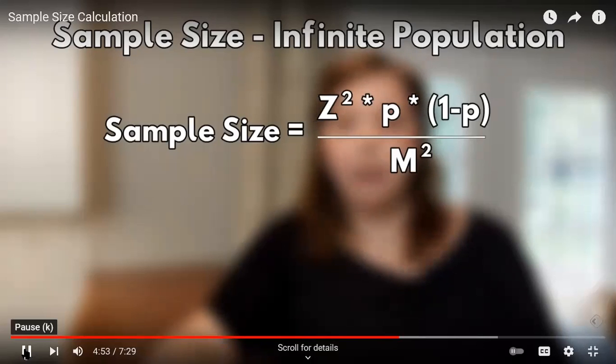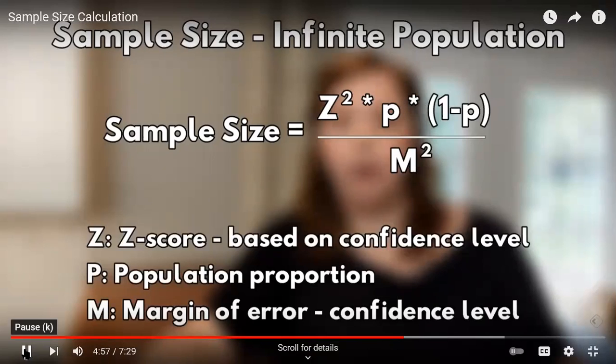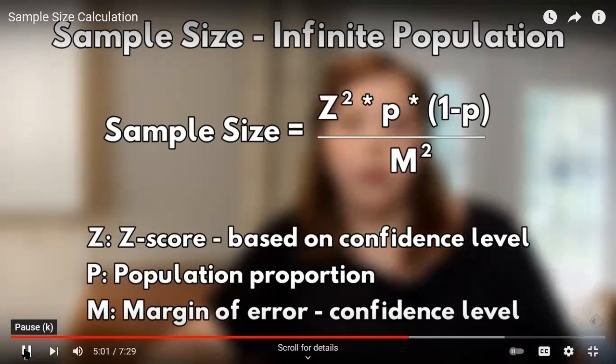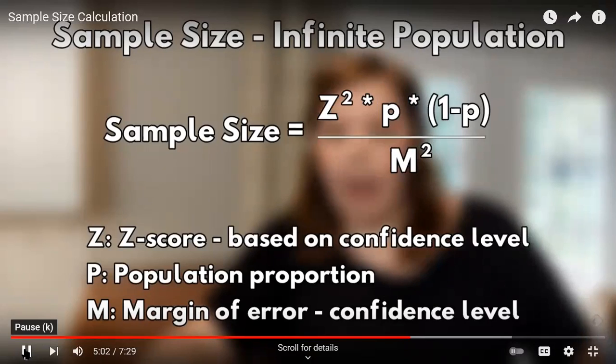The confidence level is the probability that the value of a parameter falls within a specified range of values. So let's say we want the result of. Okay, we can pause it there.